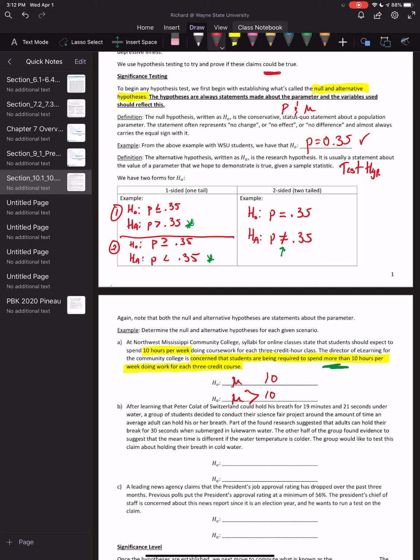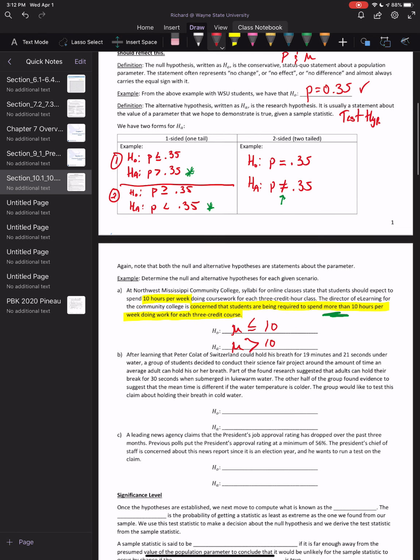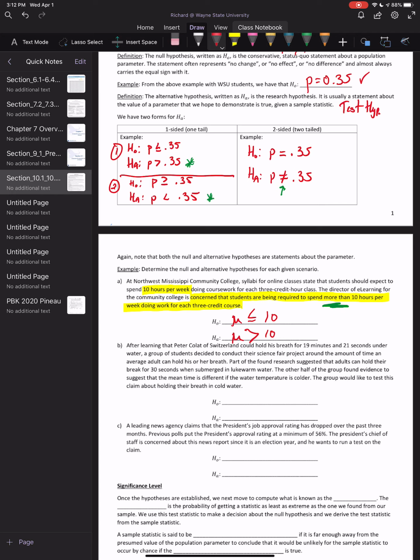Okay, remember that alternative is the testing hypothesis. So that's what we're interested in studying. So as a result, mu has to be greater than 10. Now, since the alternative is greater than 10, the null has to be less than or equal to. It's the complement. So that's how we put together the hypotheses. So what I would encourage you to do is to try B and C. Okay, pause the video and give them a shot, and then we'll have a little conversation.